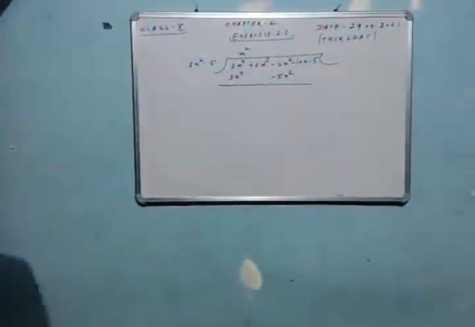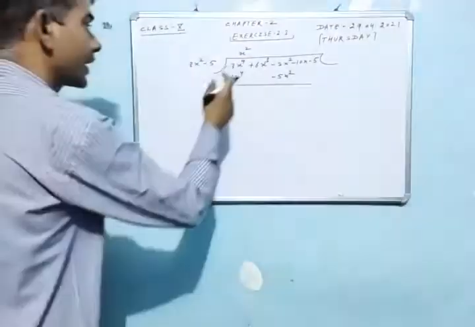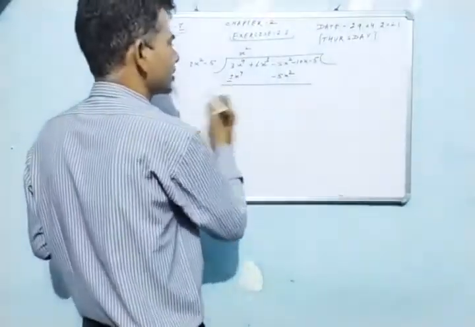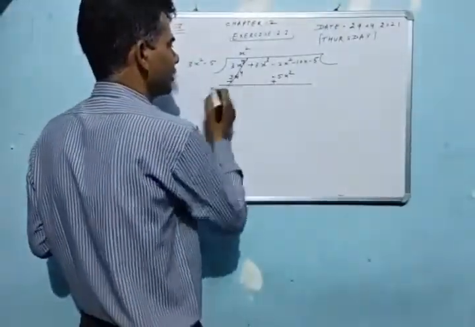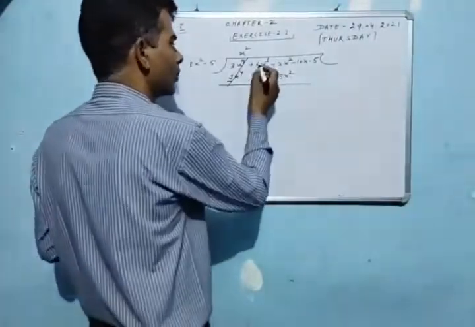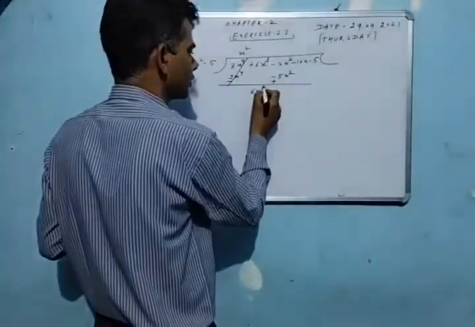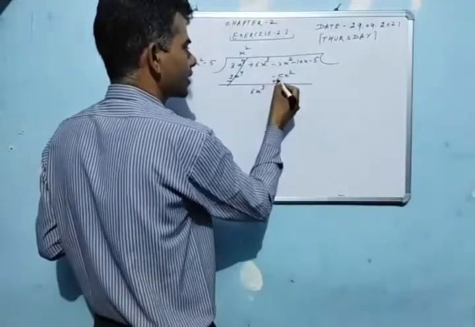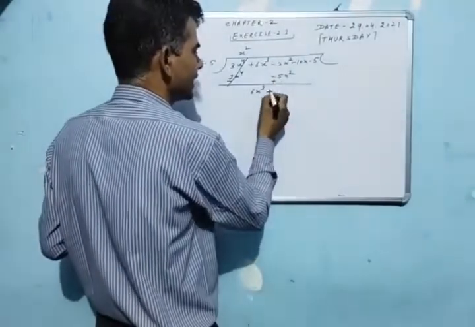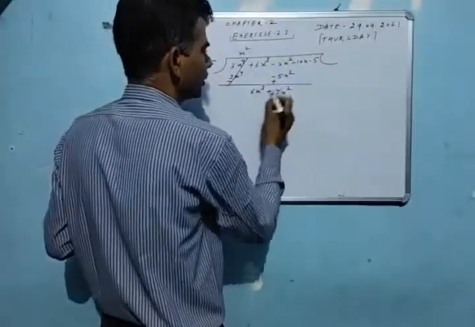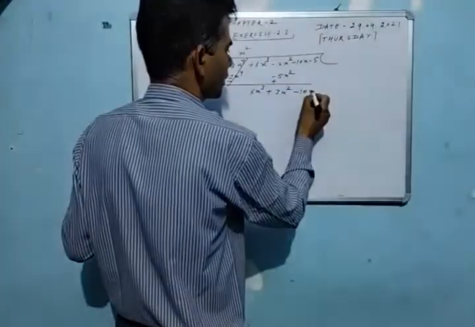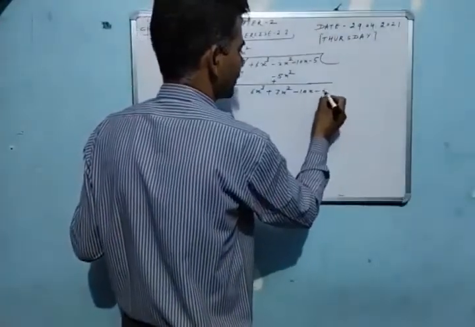If we subtract 3x square, the sign will be changed. Now it will cancel out. Now plus 6x cube. Student, minus 2 plus 5, that is 3x square. Minus 10x square, 10x minus 5.